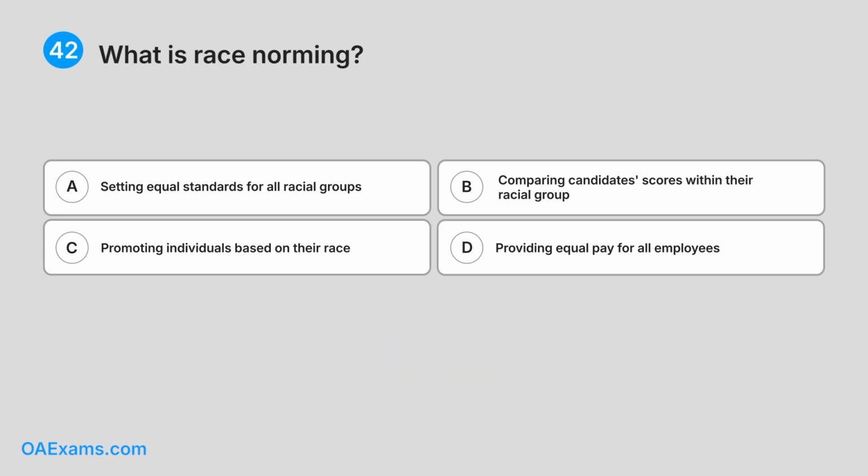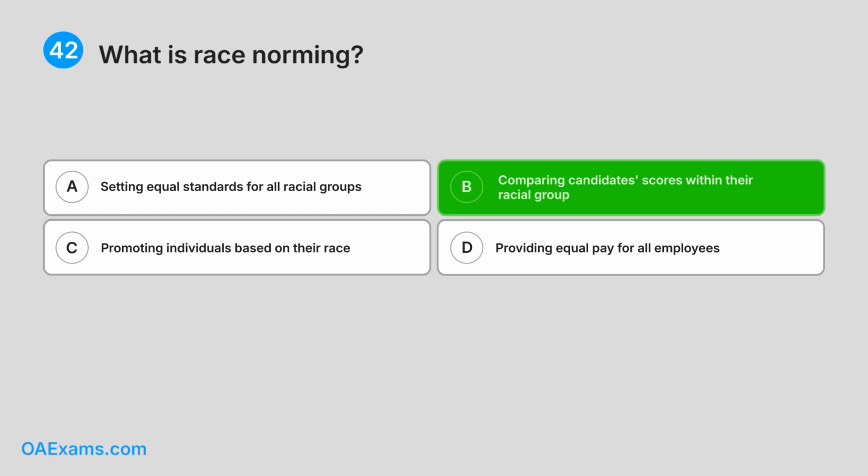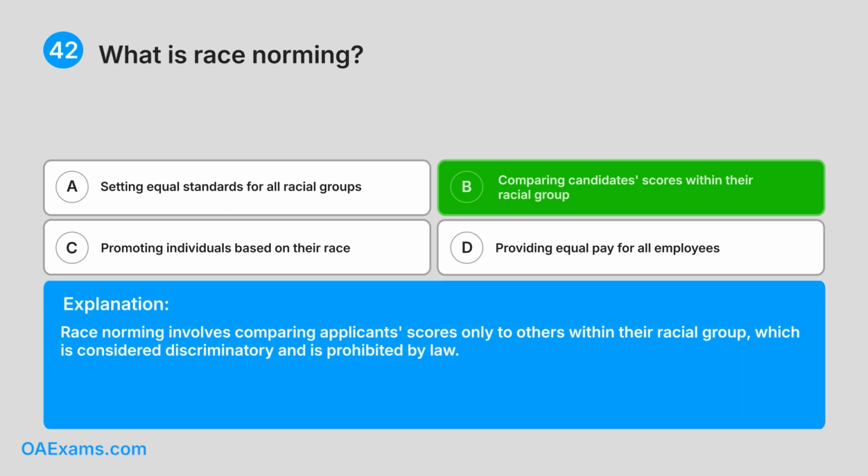Correct answer. B. Comparing candidates' scores within their racial group. Explanation. Race norming involves comparing applicants' scores only to others within their racial group, which is considered discriminatory and is prohibited by law.